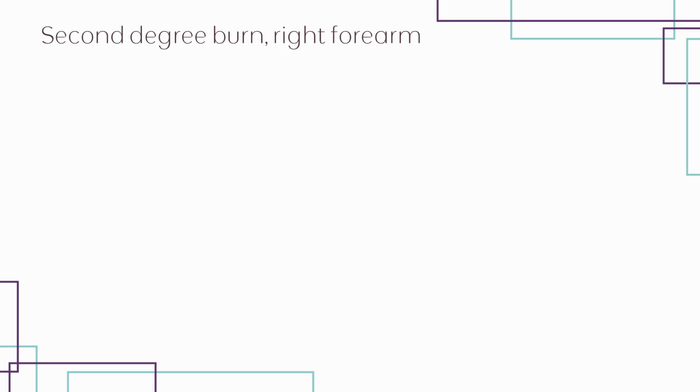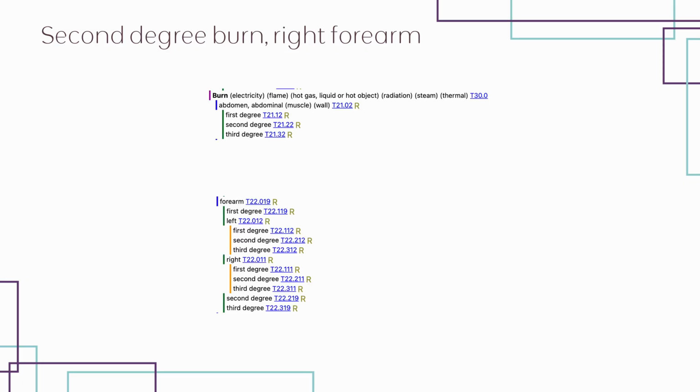Now, let's find the entry for the second-degree burn located on the right forearm. As you can see, the entry within the alphabetic index under burn is quite large. So take a moment to locate the entry for burn, then forearm. Under forearm, we need to locate the entry for laterality, which is for the right. And then we need to locate the severity of the burn, which is second degree. This gives us code T22.211 that we should verify within the tabular list and expand to the highest specificity.